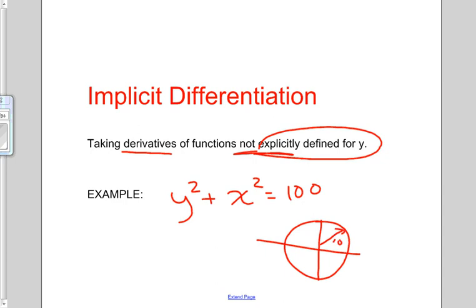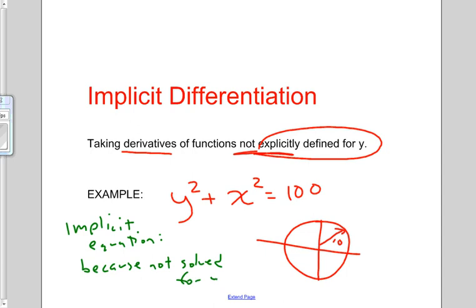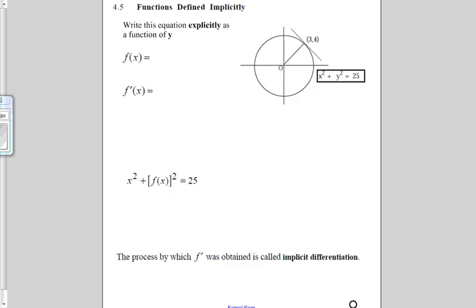But as far as implicit versus explicit, this is an implicit equation. Why it's implicit is because it's not solved for y. And what we want to do is be able to take derivatives of equations that are not solved for y. So that's what we're doing today.